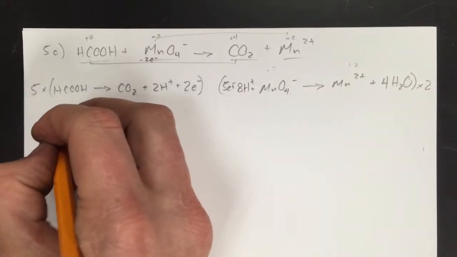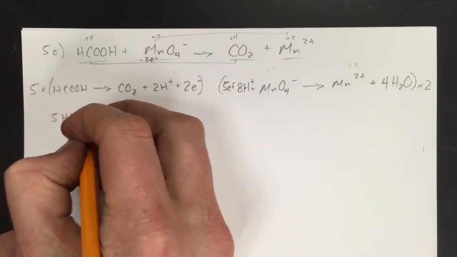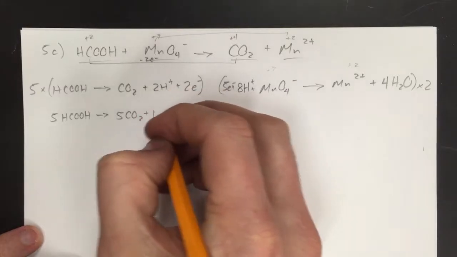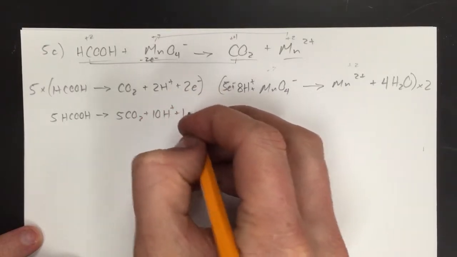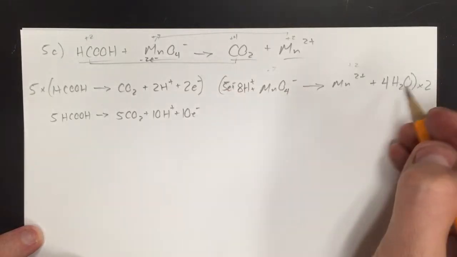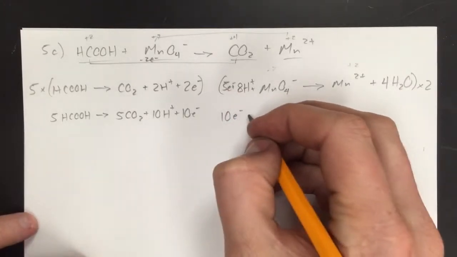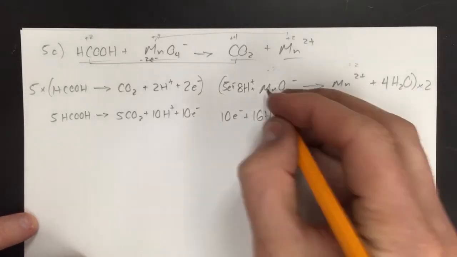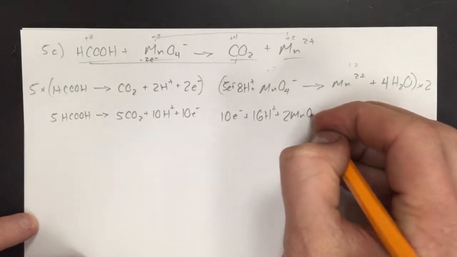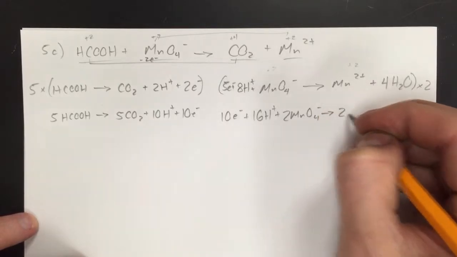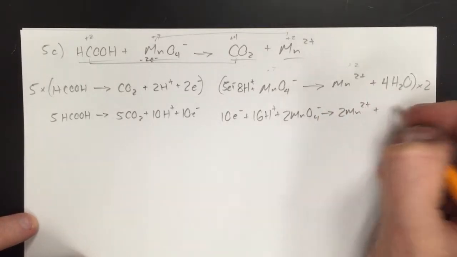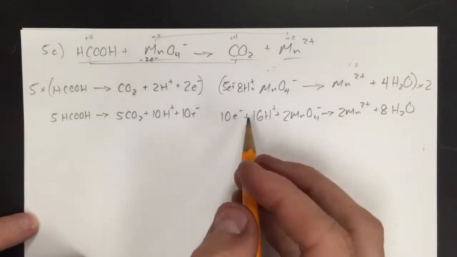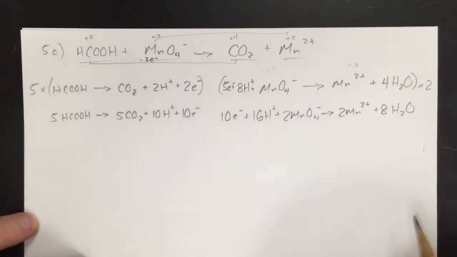So that becomes 5 HCOOH reacts to form 5 CO2 plus 10 H plus 10 e minus. And this one becomes 10 e minus plus 2 times 8 is 16 H plus 2 MnO4 minus reacts to form 2 Mn2 plus 2 times 4 is 8 H2O. All right, now that everything is balanced, we're going to put them back together.